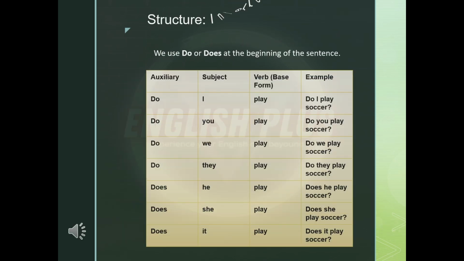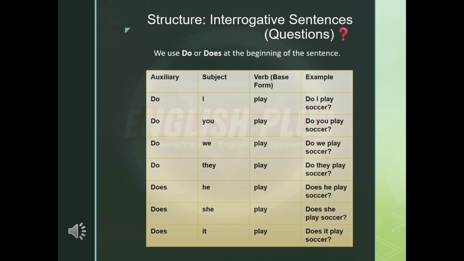To ask a question, we put do or does at the beginning. Do they like football? Does she study every night? Again, the main verb stays in base form, just like in the negative.